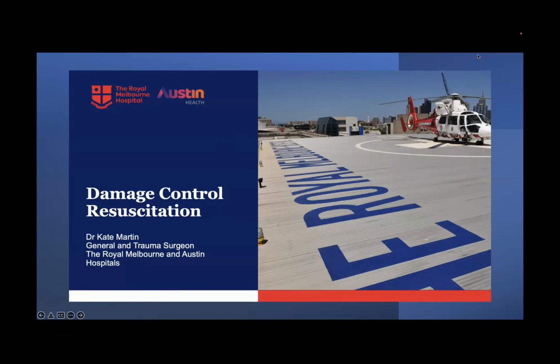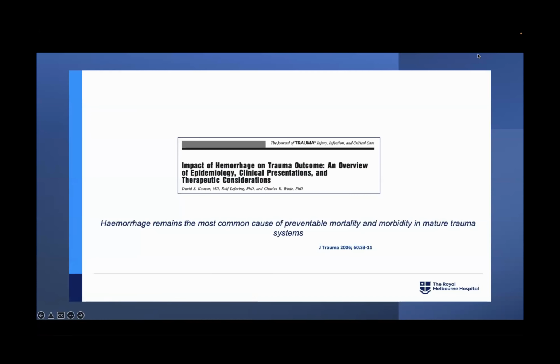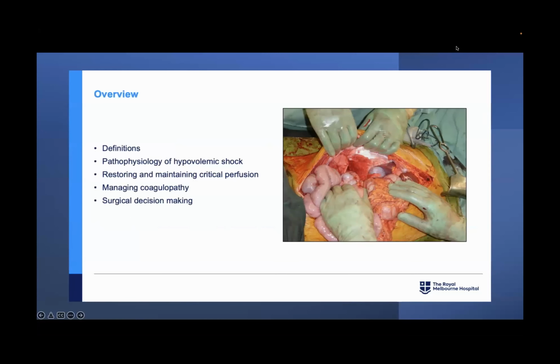My topic today is damage control resuscitation. I think this is an important topic because hemorrhage remains the most common cause of preventable morbidity and mortality in trauma. Over the next 20 minutes or so, I hope to cover the definition of damage control resuscitation, spend a bit of time reflecting on the pathophysiology of hypovolemic shock, and then focus on the core components of damage control resuscitation, they being restoring and maintaining critical perfusion, managing coagulopathy, and surgical decision-making.